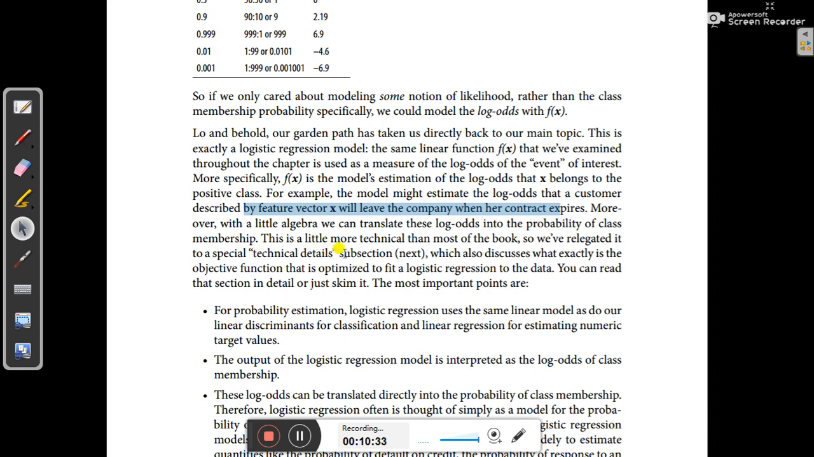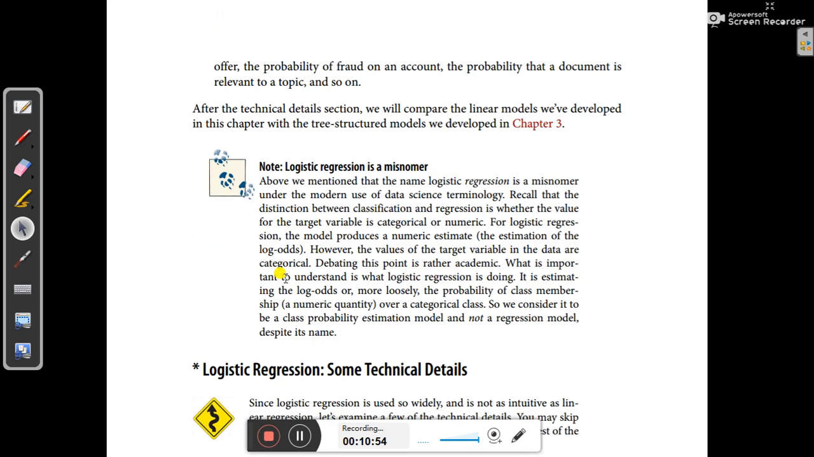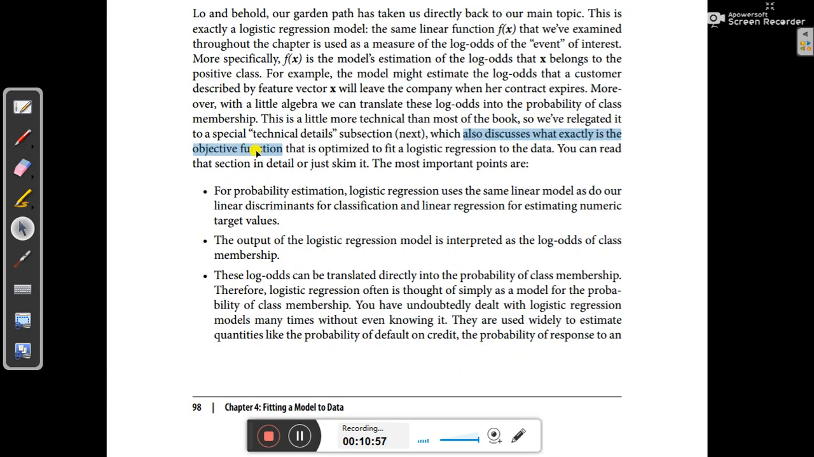This is a little more technical than most of the book, so we have relegated it to a special technical details subsection in the next subsection, which also discusses exactly what objective function is optimized to fit a logistic regression to the data. You can read that section in detail, or just skip it. But try to understand this point first.